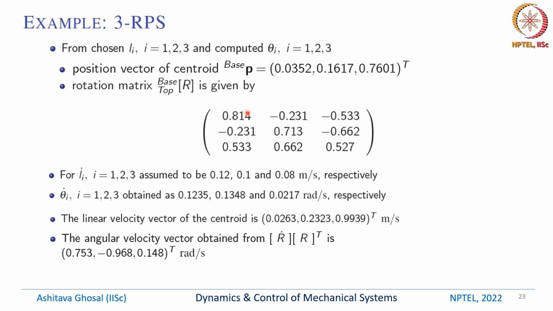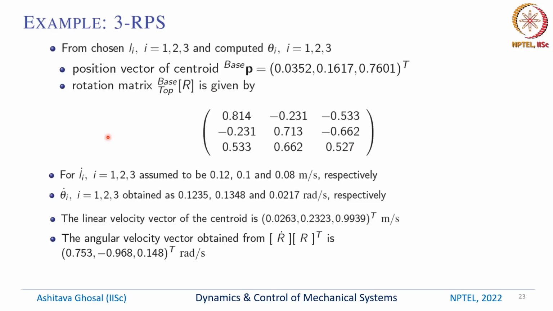The rotation matrix can also be found, as I had explained. The x-axis is between S1 and P. The z-axis is the normal to the top platform, and the y-axis is z cross x. So we will get a 3×3 rotation matrix. The first column is the x-axis, the last column is the z-axis, and this is the y-axis. So we will get 0.814, minus 0.231, 0.533, and likewise for the z-axis minus 0.533, minus 0.662, 0.527. These are given up to the third place of decimal, and this is the y-axis.